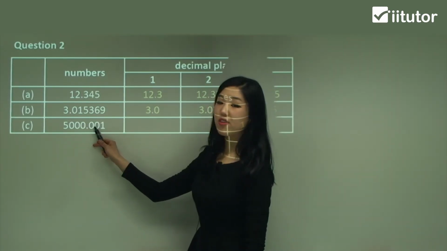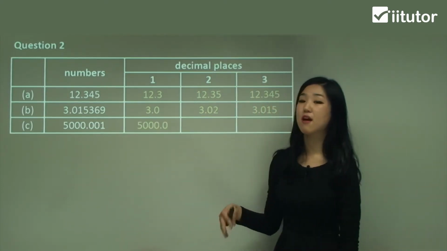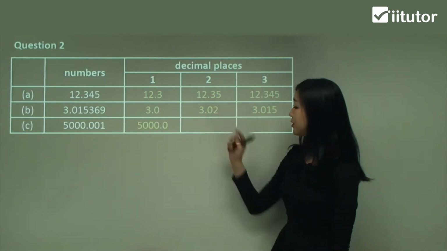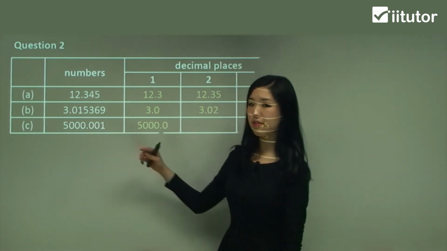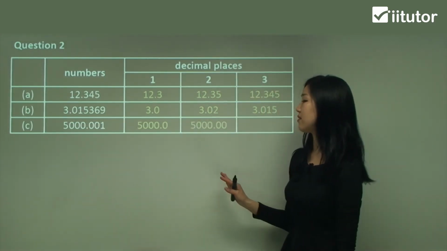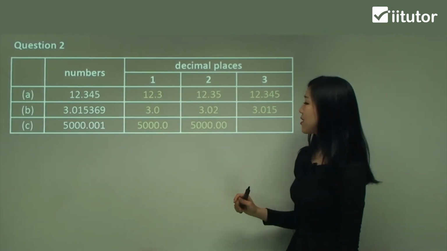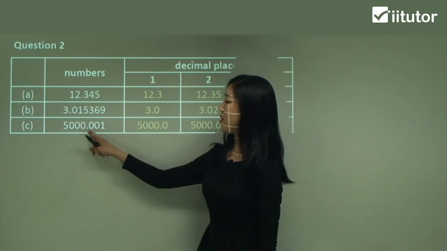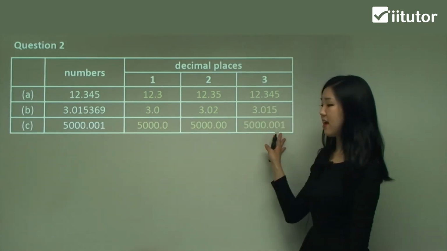Now C, okay, 1 decimal place. The number is 0, the next number is 0, so you don't have to round it up. It's just going to be 5,000.0. 2 decimal places, 1, 2. The next number is still less than 5, so you just leave it as it is. It's 5,000.00. And then 3 decimal places. Now it's 1, 2, 3. There's nothing after it, so you just leave it as it is, and that's the answer for this one.